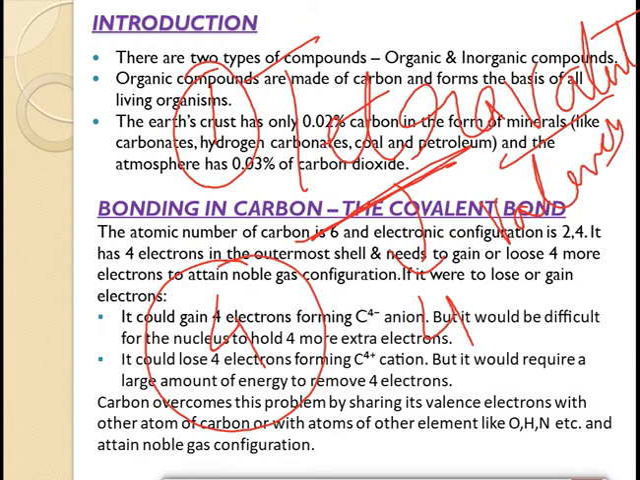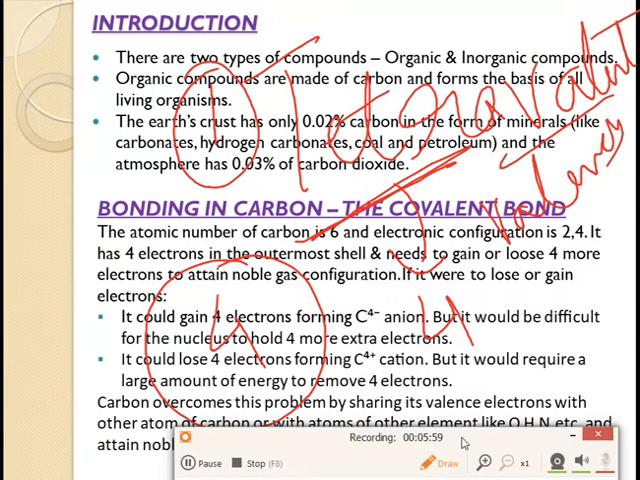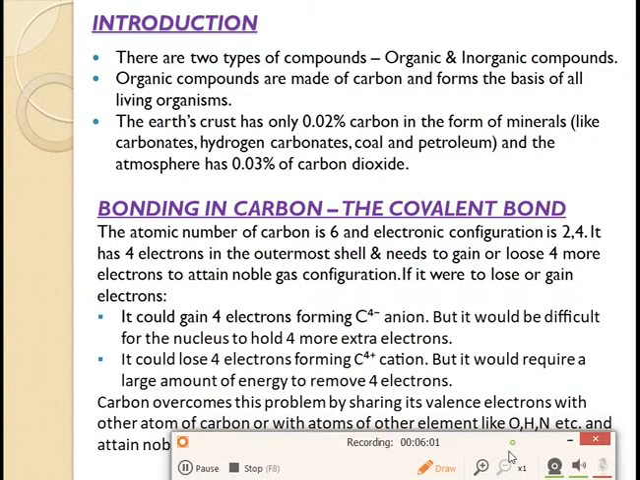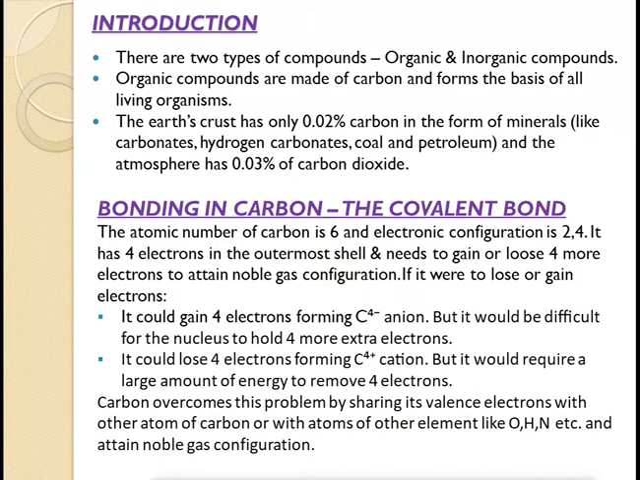So what it will do? It can either gain electrons or it can lose electrons to become stable. But both the cases are not possible for carbon. So what it will do? It will share its 4 electrons with other elements to become stable. So carbon is the element which will make covalent bonds with other elements to become stable. In case of carbon, only covalent bonds are present.